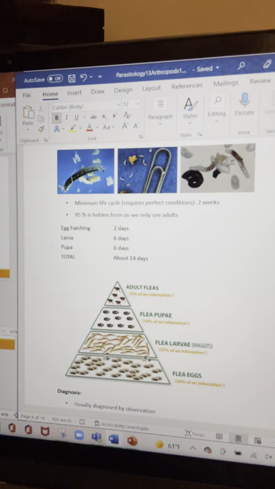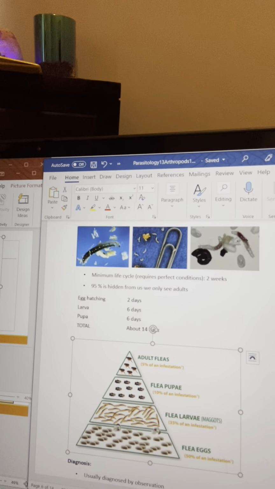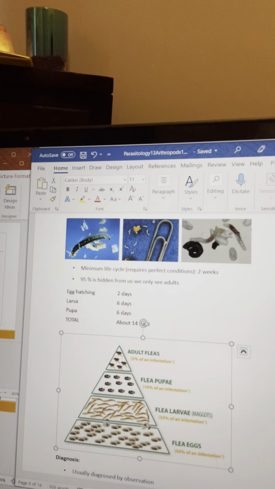Actually, 95% of their life cycle is hidden from us. We only see the adult stage, so that's only 5%. The flea pupae stage is 10% of the infestation. The flea larvae stage is 35%, and the flea eggs are 50%.